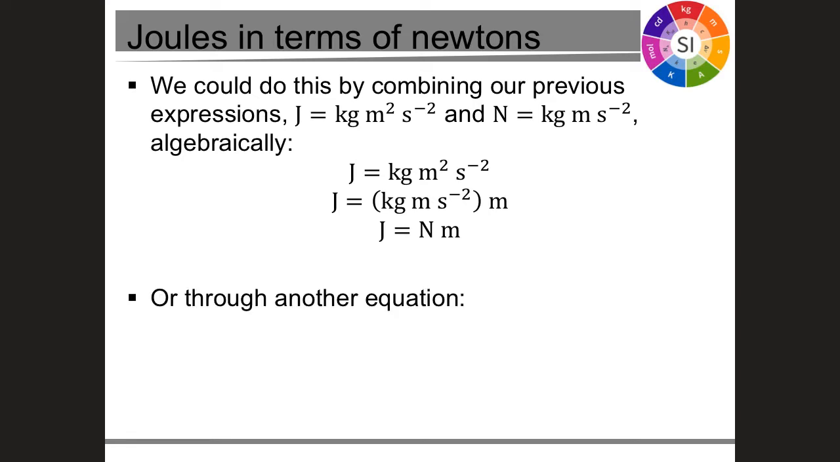Alternatively, we could just pick another equation. We pick an equation that's got joules in it, or some type of energy, and newtons in it, or some type of force. Any equation with an energy and a force will work, such as work, or energy, is equal to force times the distance. Plugging in our units, work done is measured in joules, force is measured in newtons, and distance is measured in meters. So we get joule equals newtons times meter.